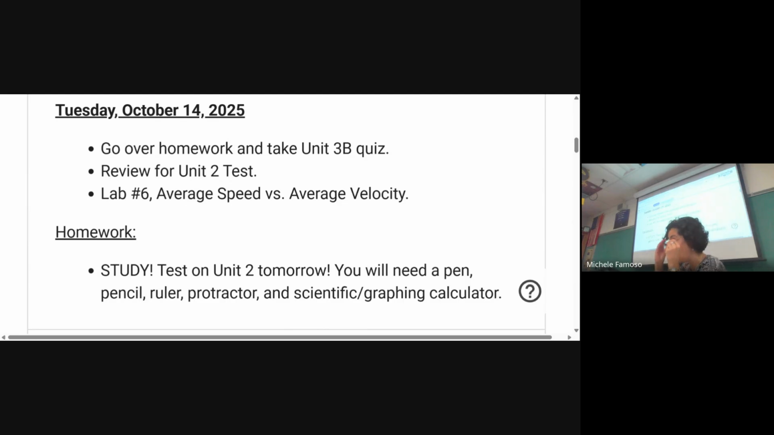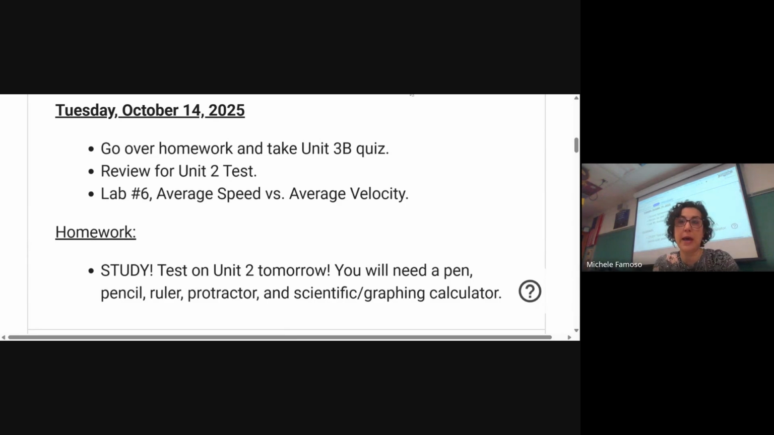Tomorrow's test, we only have a single class period, so that's all you're doing. For the test tomorrow, please make sure you bring a pen, a pencil, your own ruler and protractor, and your scientific or graphing calculator. Those are the items you need for the test. You won't need anything else here tomorrow for that single period test, okay? Any questions for me? All right, let's get going.